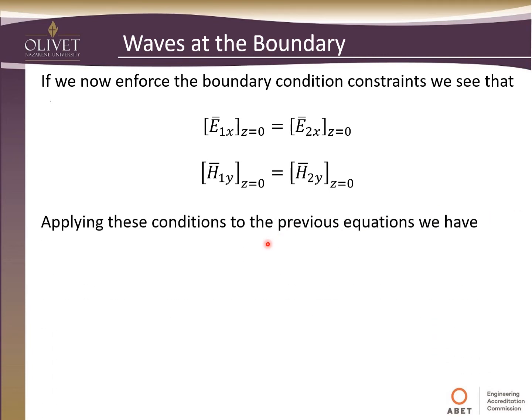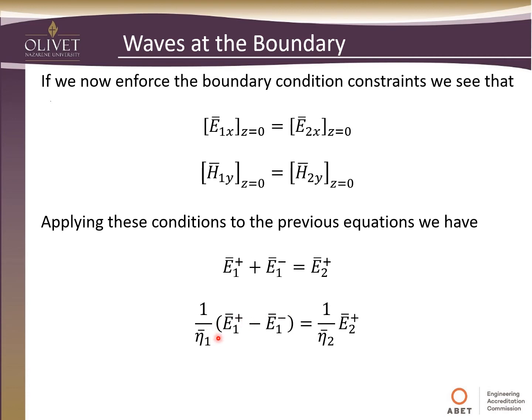So applying these conditions to the previous equations, we will see then that the transmitted wave plus the reflected wave in the first medium has got to equal the transmitted wave in the second medium. And then likewise for the magnetic, remember that we can substitute with E fields if we use the intrinsic impedances. And so this tells us then that the transmitted wave minus the reflected wave divided by this intrinsic impedance has got to equal the transmitted wave over here divided by its intrinsic impedance. And so we see here these intrinsic impedances are what's going to help us define how much of the wave actually makes it through the boundary and is transmitted.